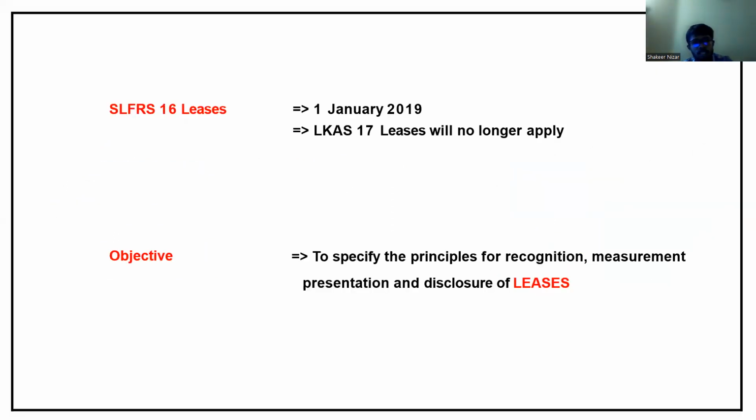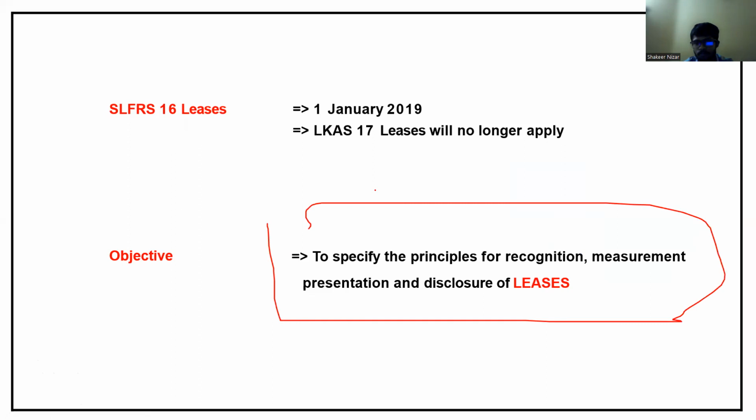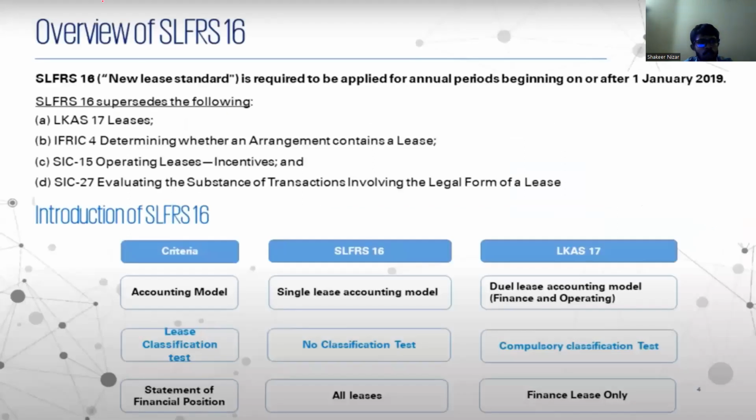SLFRS 16 came into effect on 1st January 2019 onwards. After that, the previous LKAS 17 will no longer apply. The objective is to specify the principles for recognition, measurement, presentation, and disclosure of leases, right? The new standard is required to be applied for annual periods beginning on or after 1st January 2019.